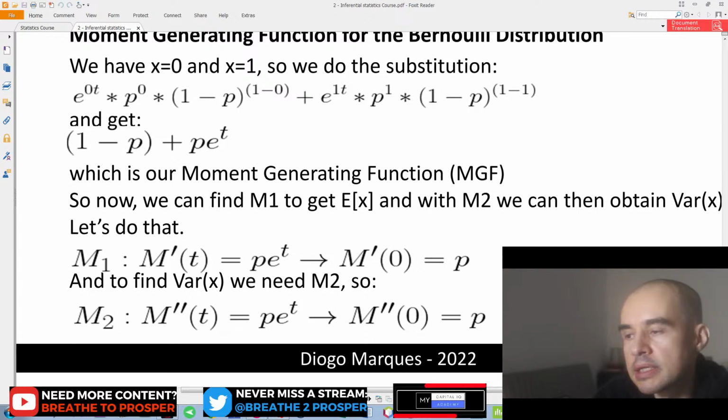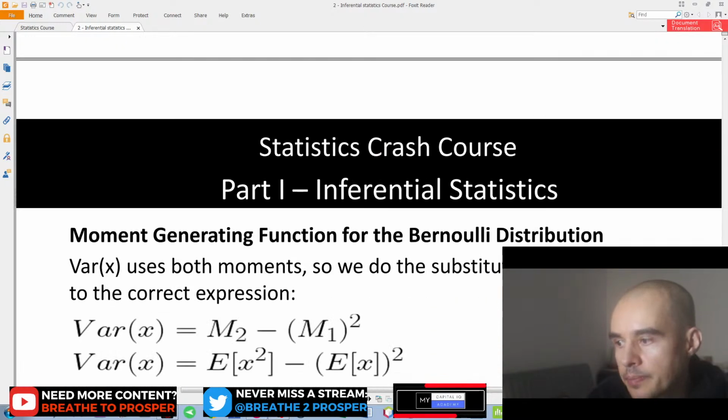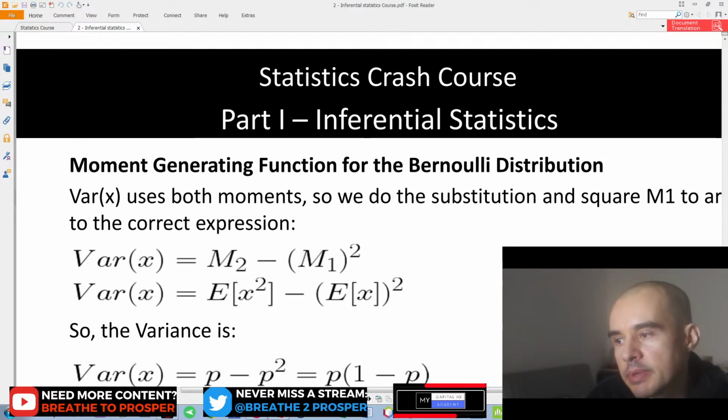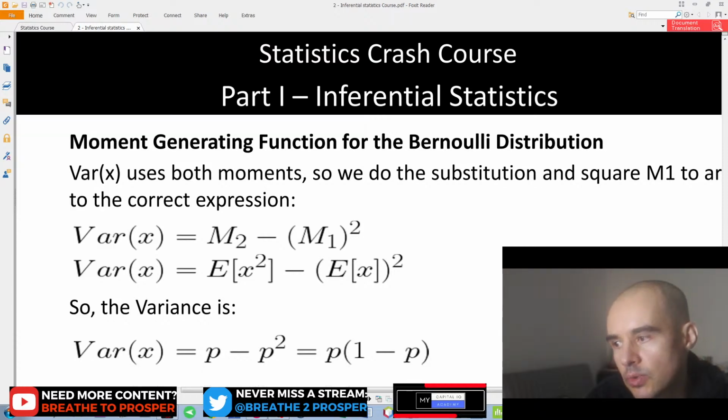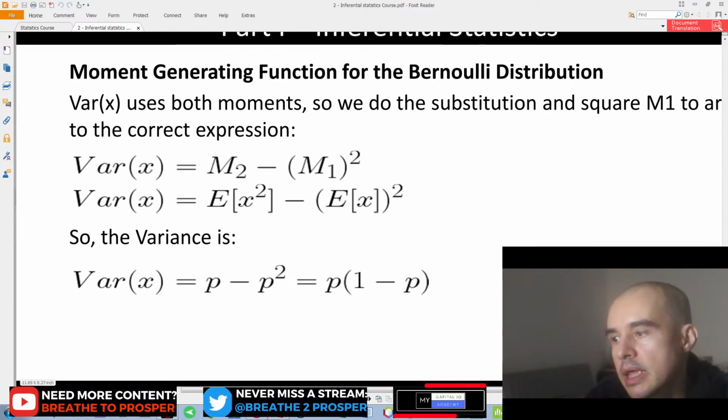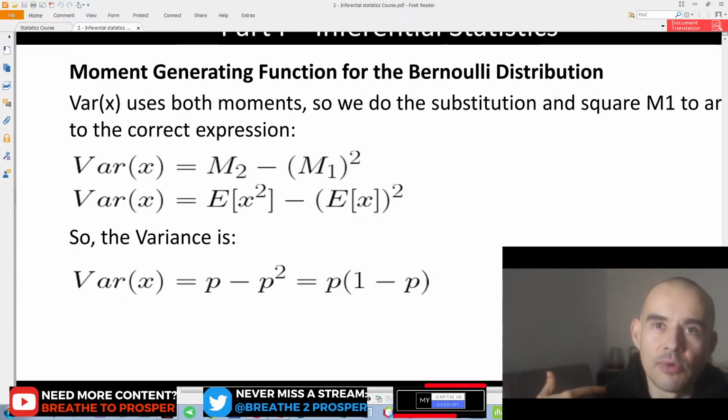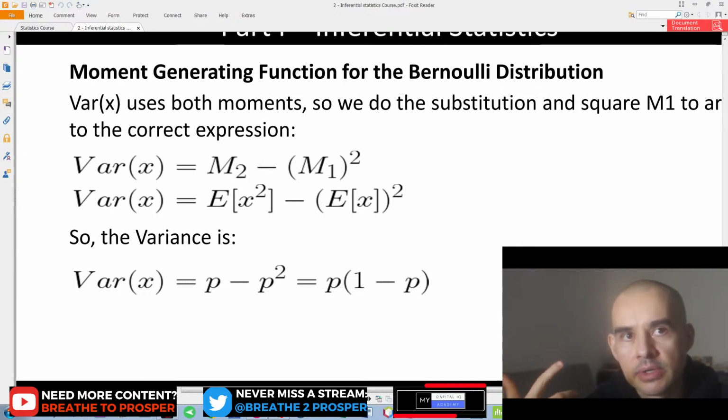We do that because with the first derivative of the moment generating function, we get p times e raised to t, and when we plug in 0, we get p. The second moment is the same thing: we take the second derivative, plug in 0, and we get p. So the variance is the second moment minus the first moment squared. We plug in the values and see how we get the exact same variance as when we saw this before.